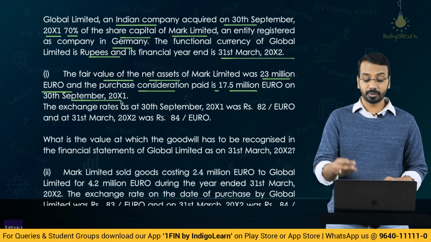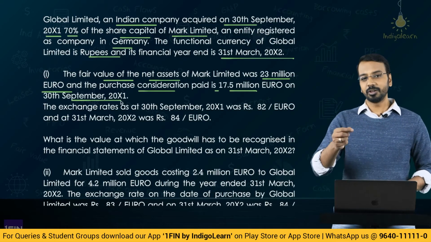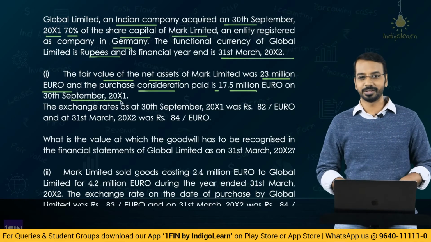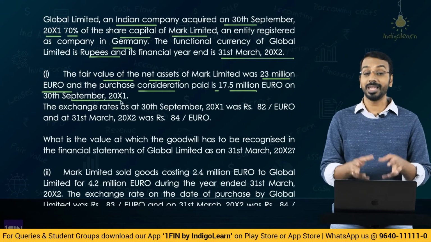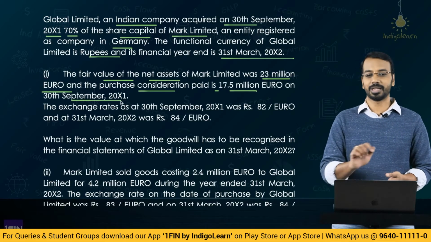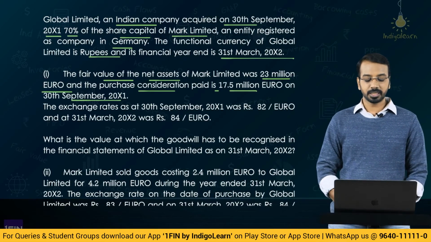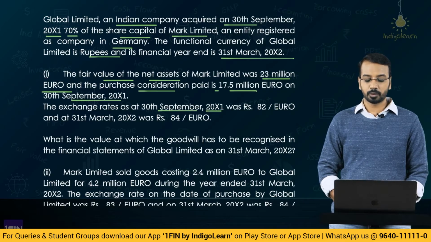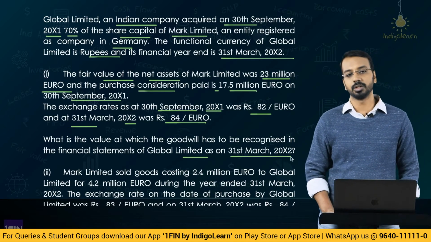Don't directly compare 23 and 17.5 and say that we paid less and hence there is a capital reserve. No, you have to see what is the 70% net asset share and accordingly you have to calculate the goodwill. The exchange rate as on 30th of September of year 1 was rupees 82 per euro and at 31st of March of year 2 was rupees 84 per euro. What is the value at which goodwill has to be recognized in the financial statements of Global Limited as on 31st of March of year 2?